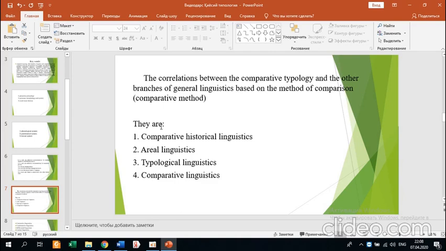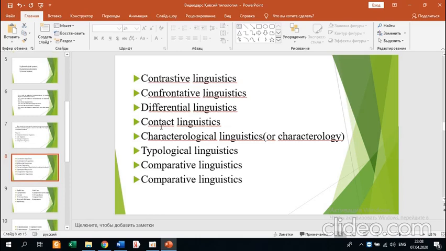Areal linguistics studies languages irrespective of their areal geography and kinship with the purpose of establishing allomorphic and isomorphic features, that is, similarities and dissimilarities of the languages compared. But some linguists think that there exist also such branches of general linguistics which pretend to be relatively independent.